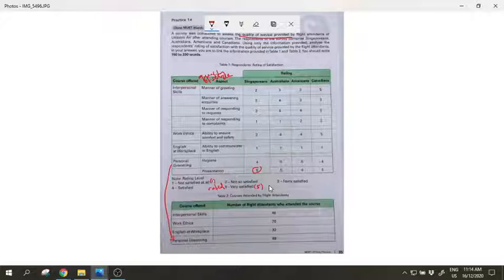Here you can see the number of attendants who attended each course. The course with the most number is personal grooming, the highest. It had the highest number of attendants, or you can say the most number. And the least would be English at workplace, the least number of attendants who attended the course.